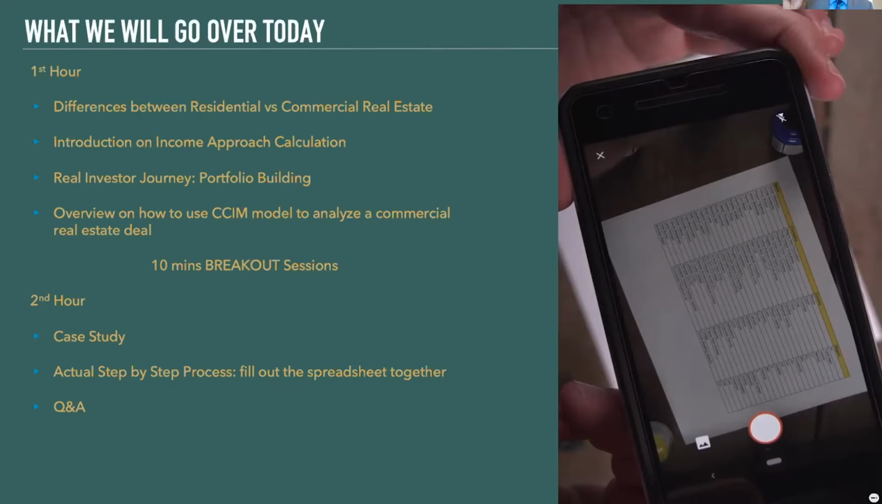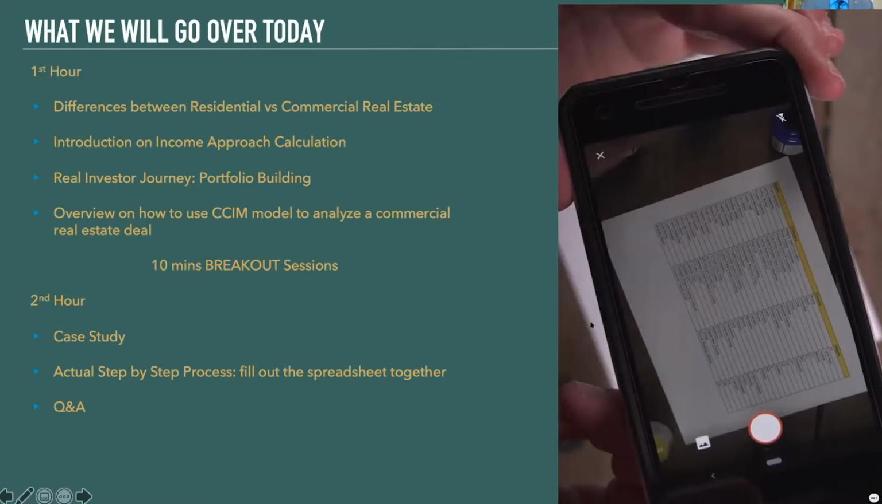The second hour of the class, what I'm going to do is go over a case study. We're going to look at a real property that is currently listed in your market, yes, in San Jose, and we're going to break it down using the cash flow model. We're going to look at the operating memorandum that the broker has eloquently provided, and then break that down into the CCIM cash flow model. Then we'll leave about 10 or 15 minutes for questions and answers. I'm sure you guys are going to have a few of them so we can get some engagement, and then we'll wrap right on time. So with that being said, let's get into it.